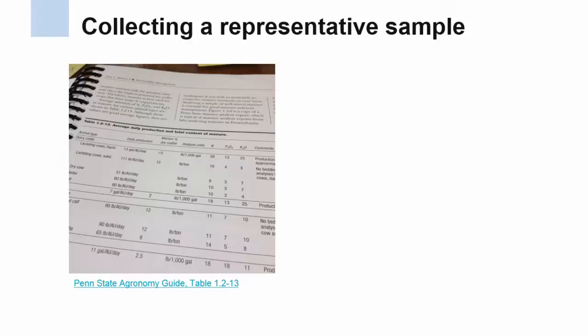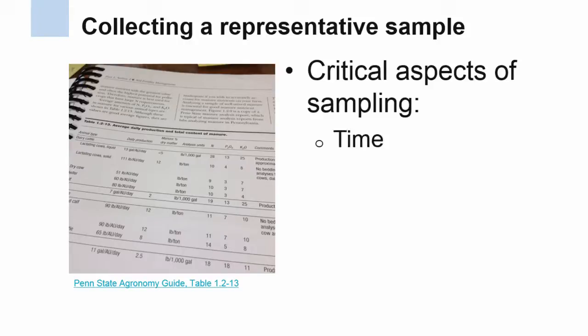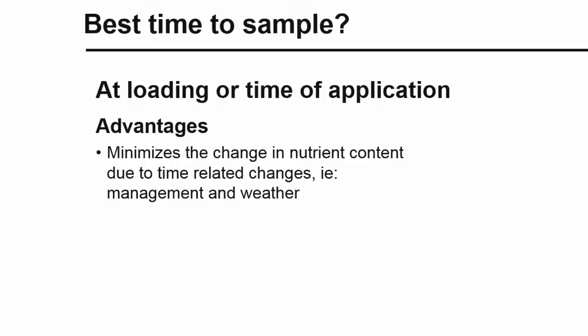There are two critical aspects of sampling: the time of sampling and the method of sampling. To obtain an analysis that will be accurate and beneficial, samples should represent the manure that will be spread in the field. From the time between manure storage to application, many factors affect a change in nutrient content, such as how the manure is managed, seasonal variations in weather, how the manure is applied, and the weather conditions during and after application. Sampling during loading or field application can minimize the change in nutrient content due to those time-related changes and more accurately measure the nutrients that are applied.